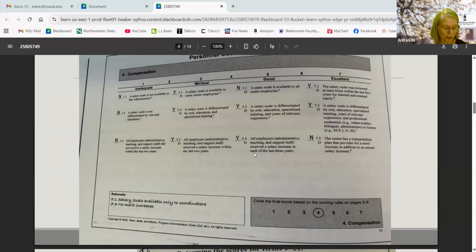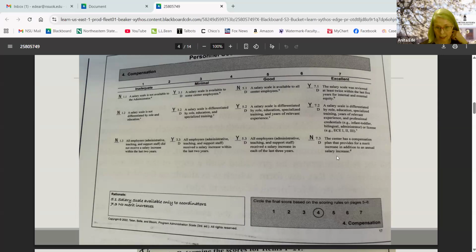A score of 5 is given when all indicators under 1 are rated no, and all indicators under 3 and 5 are rated yes. A score of 6 is given when all indicators under 1 are rated no, and all indicators under 3 and 5 are rated yes, and at least half of the indicators under 7 are rated yes. And finally, a score of 7 is given when all indicators under 1 are rated no, and all indicators under 3, 5, and 7 are rated yes.